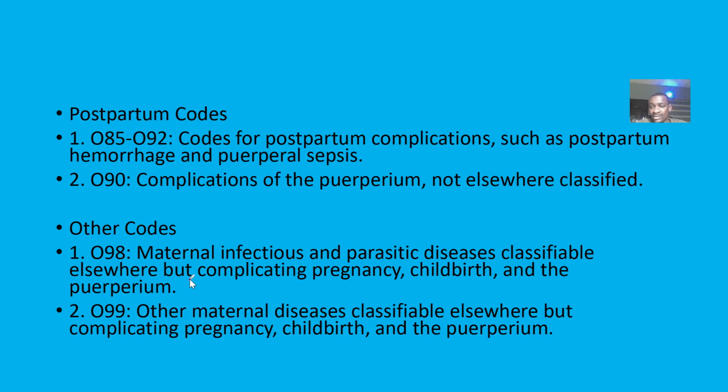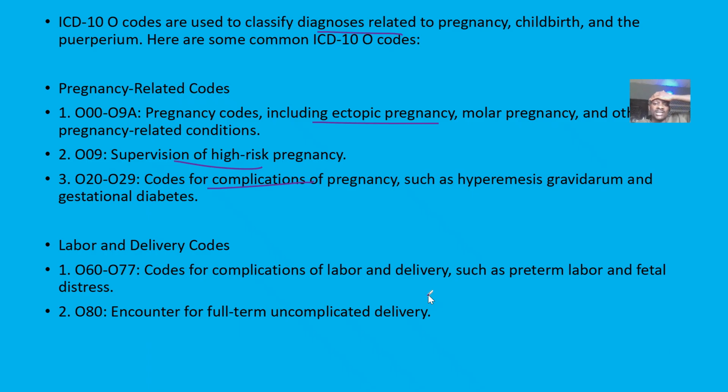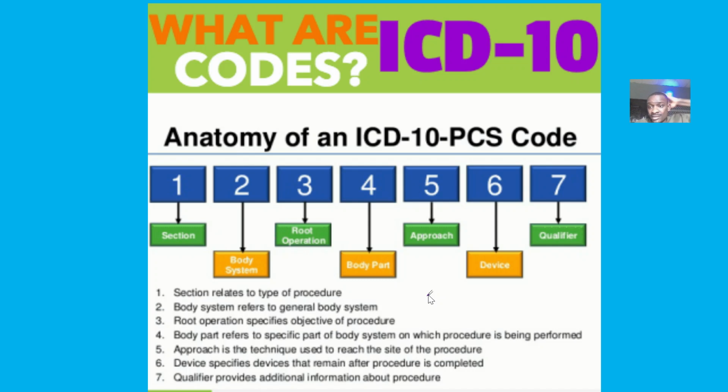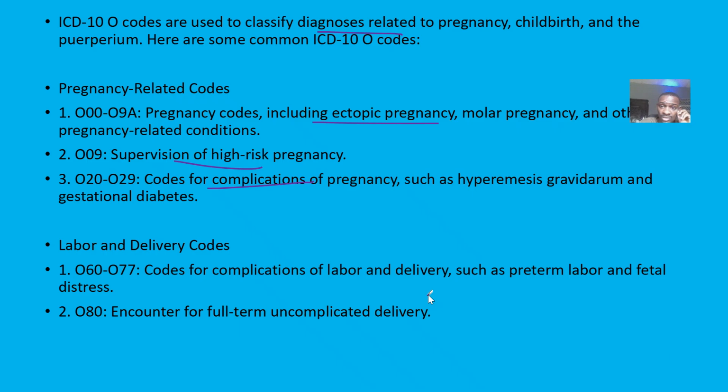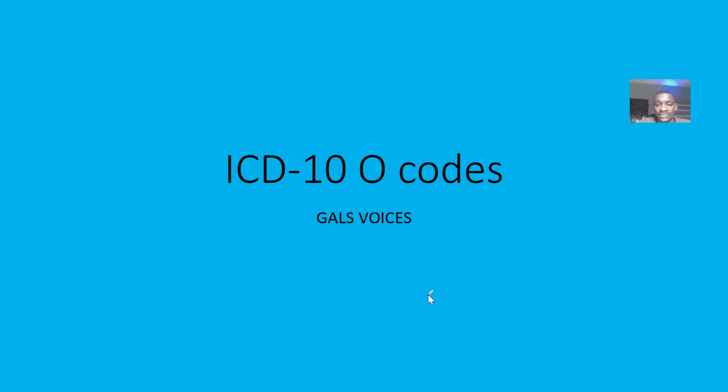The O99, other maternal diseases, and all of that. So these are the different ICD-10 codes that we might actually use in talking about pregnancy issues, childbirth issues, and all those puerperal sepsis issues.